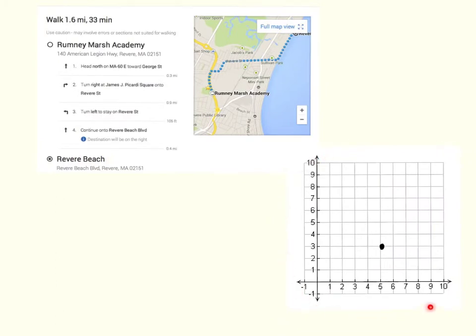Finding a point on a coordinate plane is just like following directions on a map. If you wanted to get from RMA to the beach on this map, you'd need some directions, like go up American Legion Highway, take a right on Revere Street, and follow that until you get to the beach. Mathematicians need directions too. So to get to this point, we need to know that we have to go over 5 and up 3.